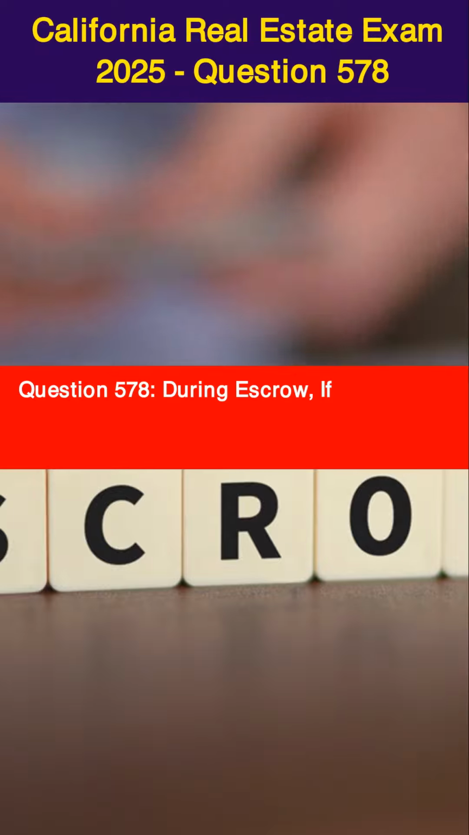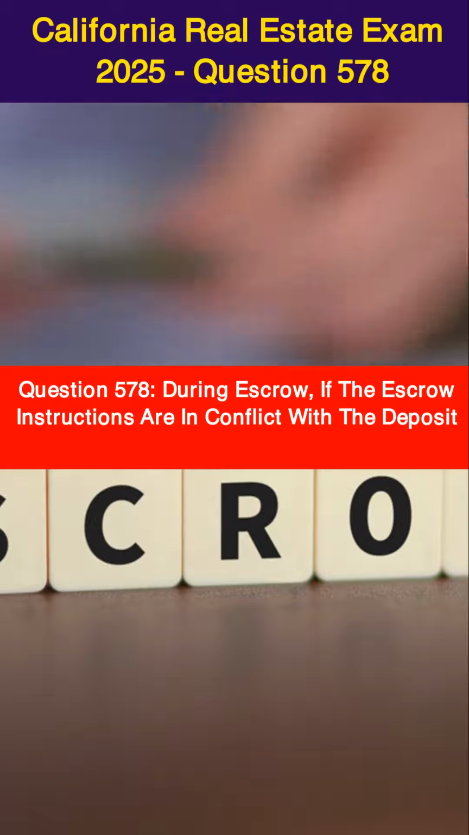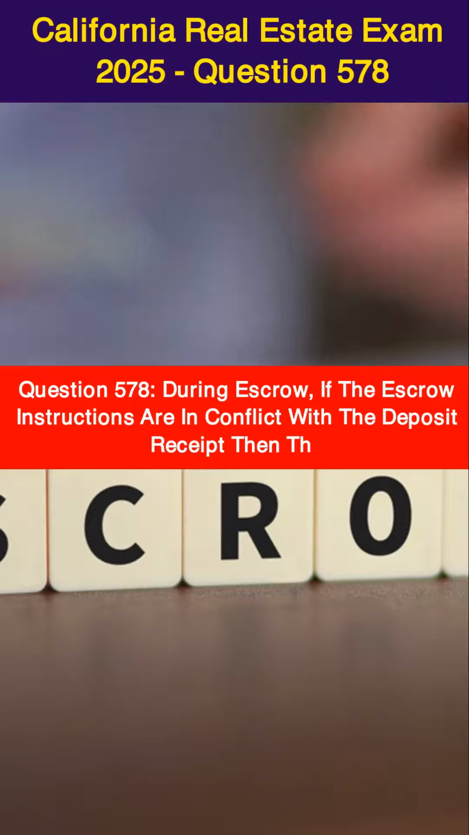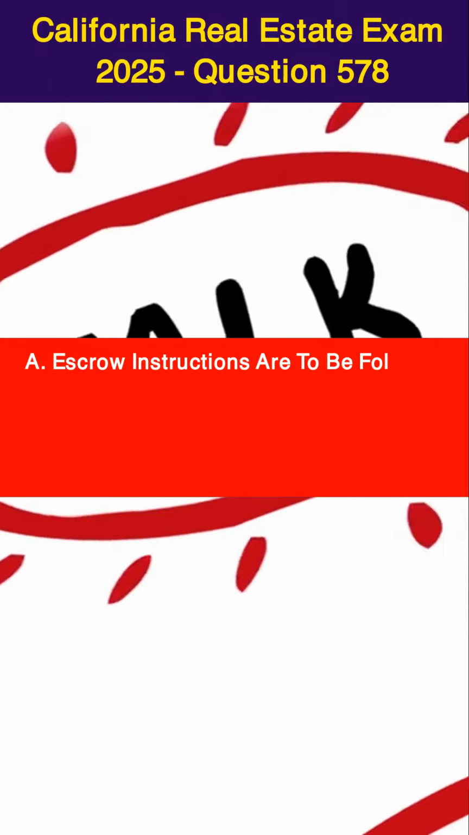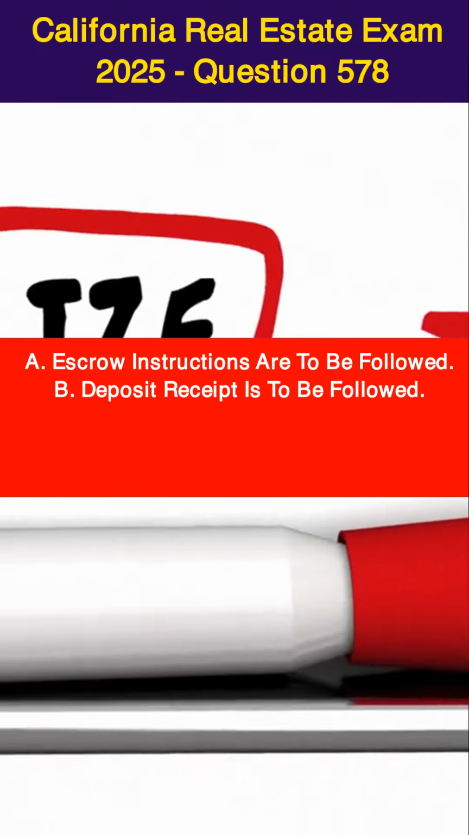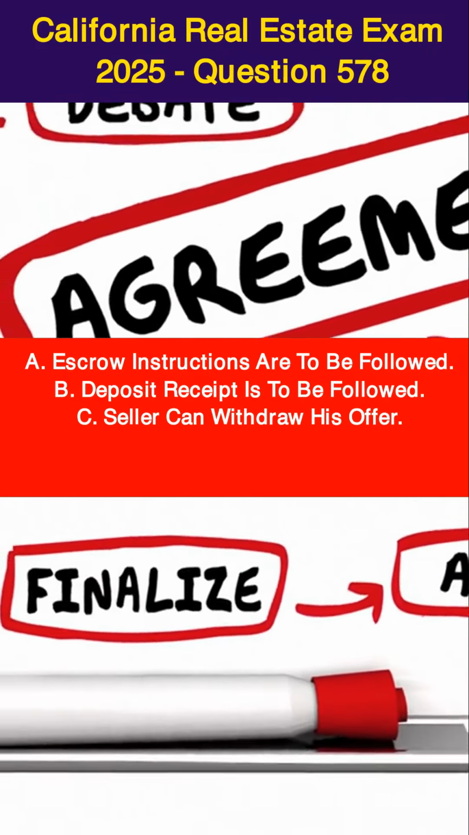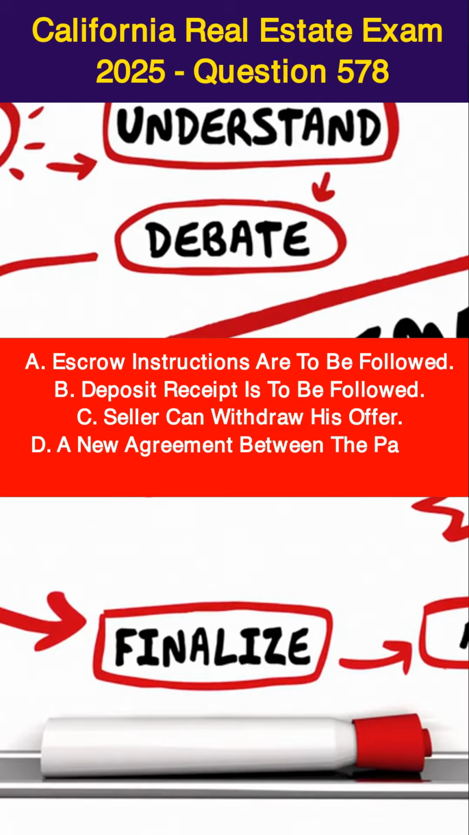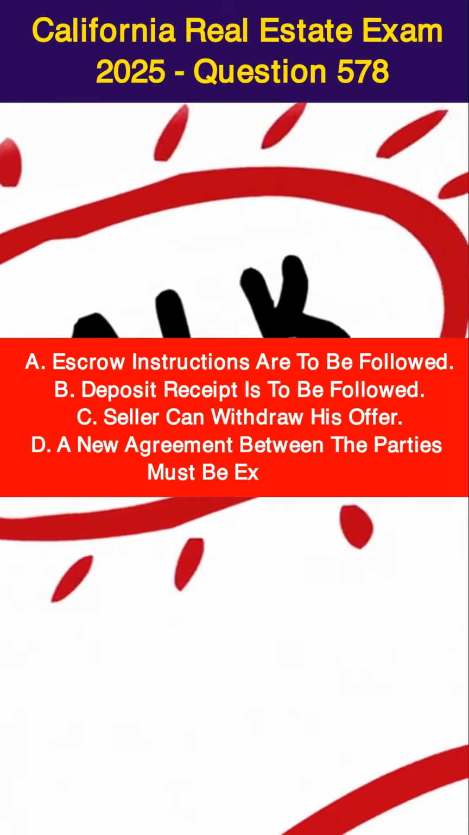Question 578. During escrow, if the escrow instructions are in conflict with the deposit receipt, then the A. Escrow instructions are to be followed. B. Deposit receipt is to be followed. C. Seller can withdraw his offer. D. A new agreement between the parties must be executed.